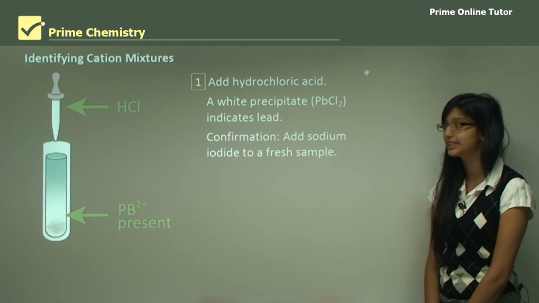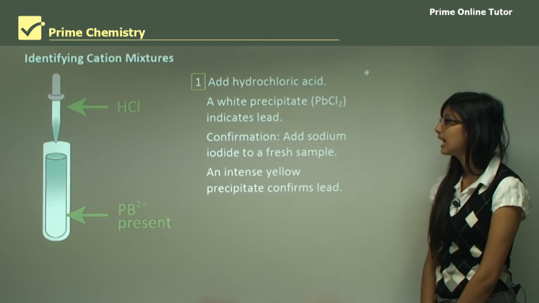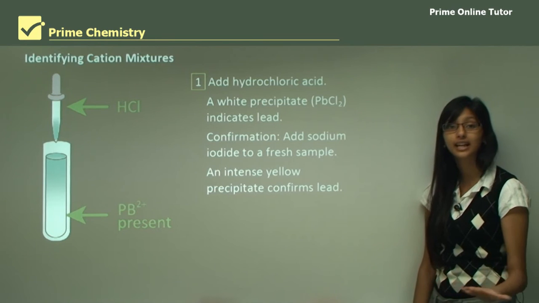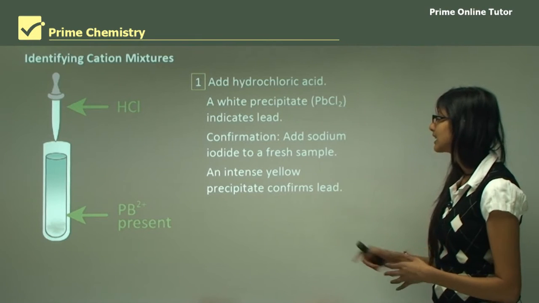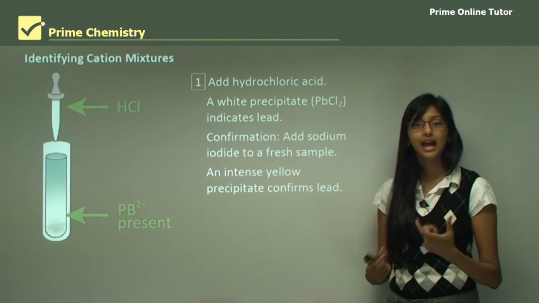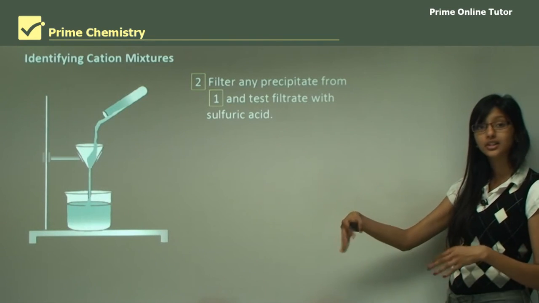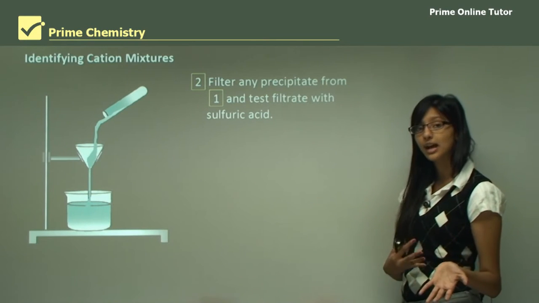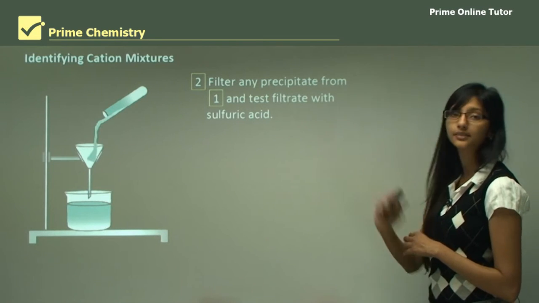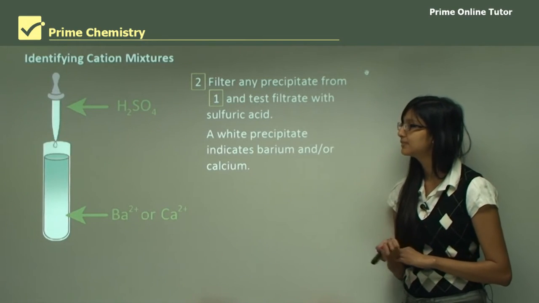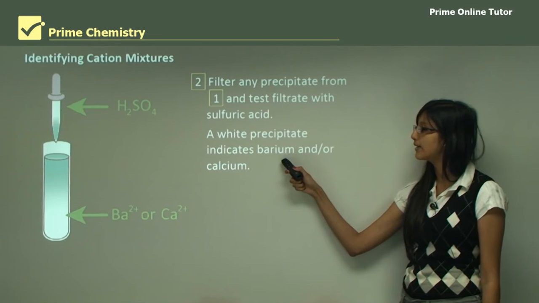And to confirm that lead is present, if you add sodium iodide to a fresh sample, an intense yellow precipitate forms, which again indicates that it's lead. Because if you remember from your theory, lead iodide is a yellow compound, and in the solution it should appear yellow. Now again, you need to filter your solution to get rid of the precipitate so it doesn't contaminate or hamper your next step. After you filter the solution, you should add sulfuric acid to it. What happens then? If you add sulfuric acid to your solution and a white precipitate forms, it will indicate that either barium or calcium is present.